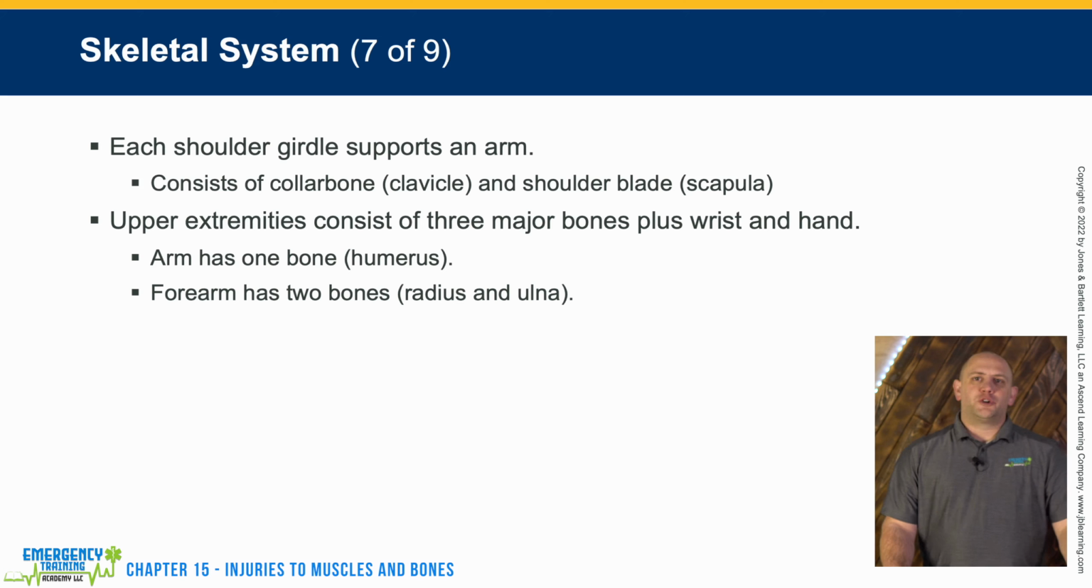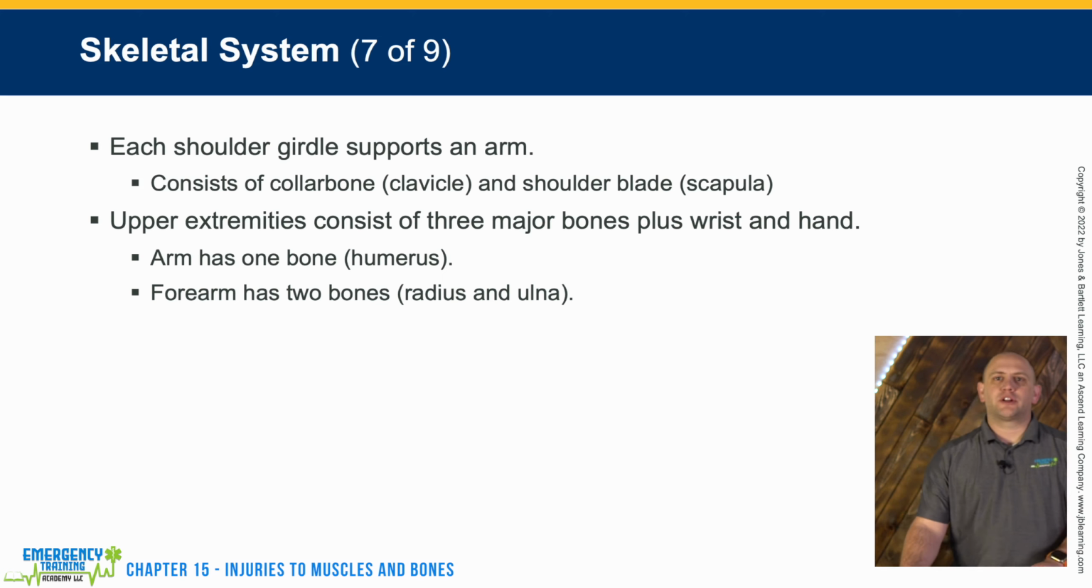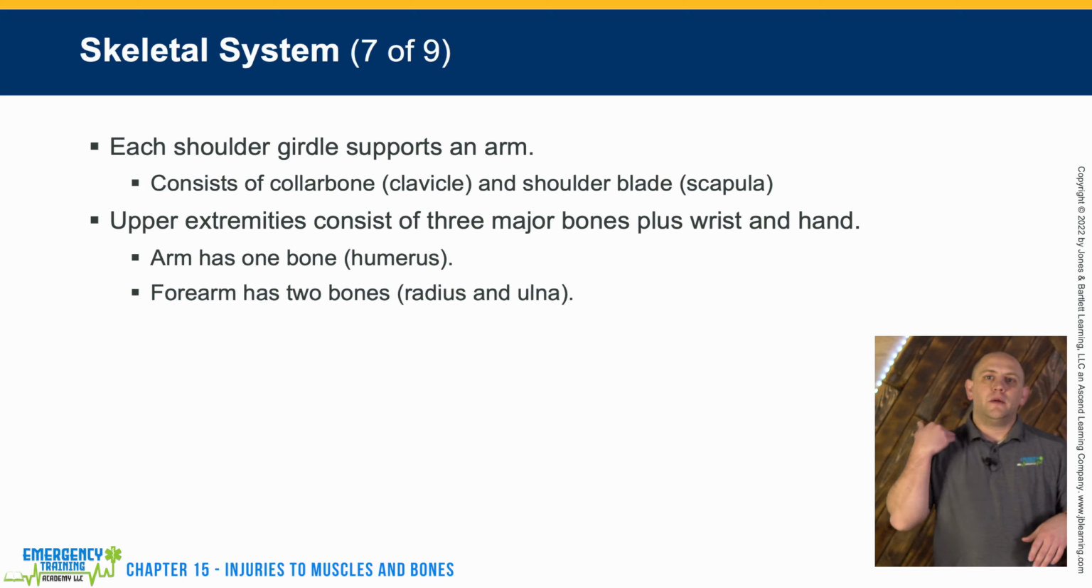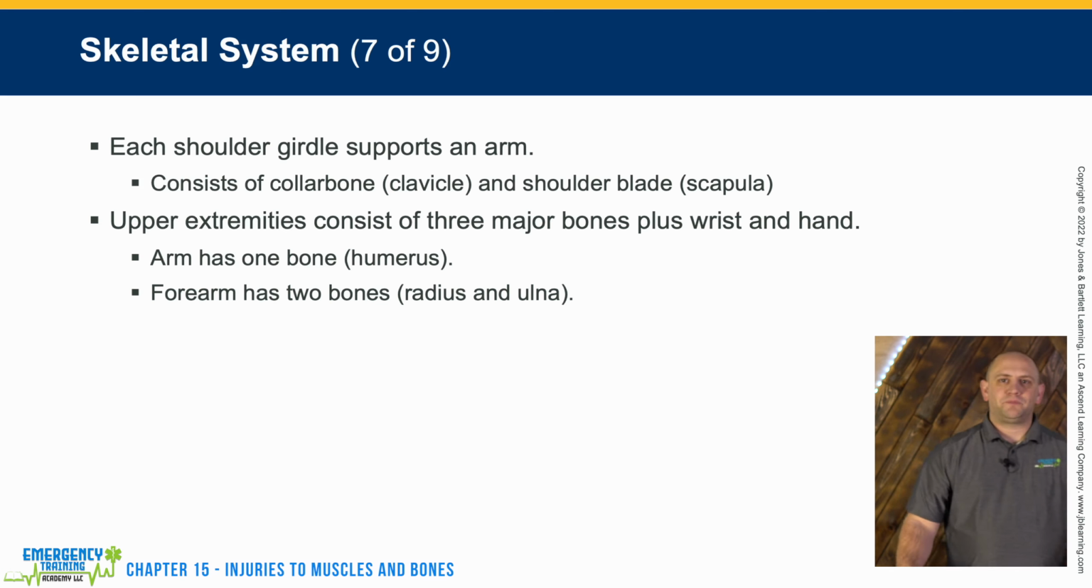Next, we have our shoulder girdle. Each shoulder girdle supports one of our arms. It consists of our collarbone and our shoulder blade. The collarbone is probably the most commonly fractured bone in the body. So it's important that we understand that with that collarbone, a lot of the movement of our arm can further exacerbate it. So remembering that when we start talking about our splinting.